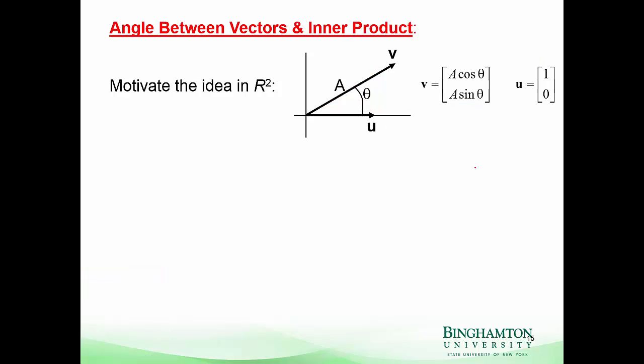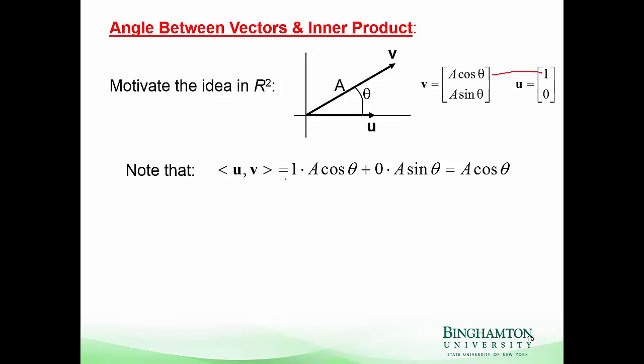And so let's look at this. If we were to compute the inner product between these two, and I've set this case up so that it kind of works out nicely, look what ends up happening. If I do the inner product, I'm going to do a 1 times a cosine theta. That gives me this. And then I do a 0 times a sine of theta. So notice that the 0 causes this term to go away, and I'm left with just a cosine theta.